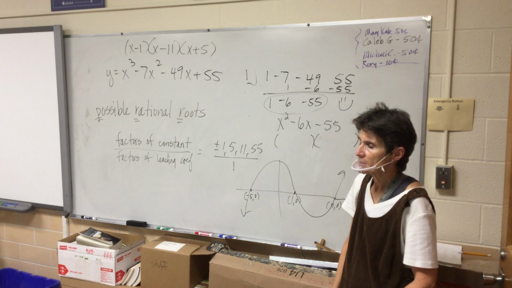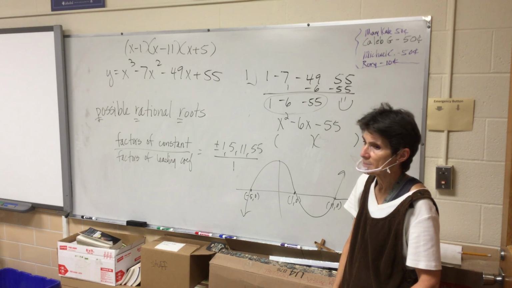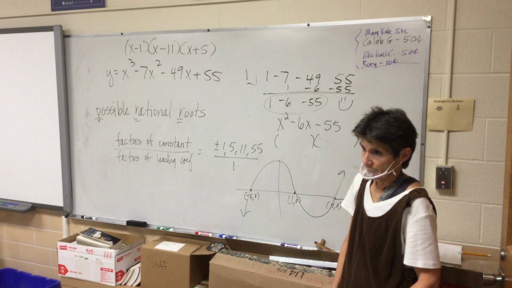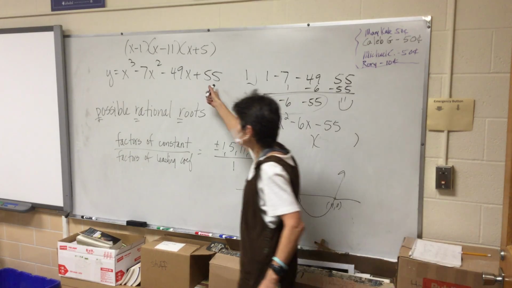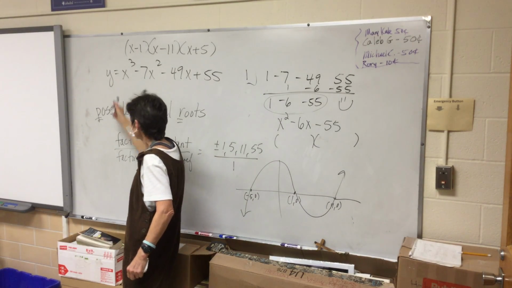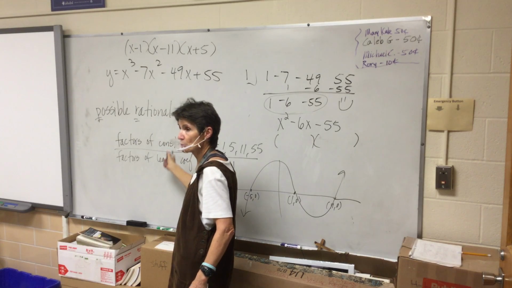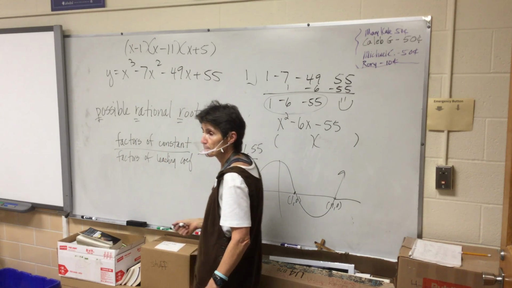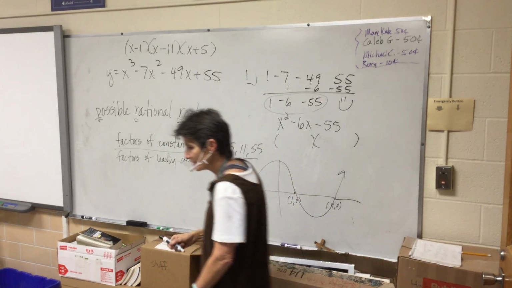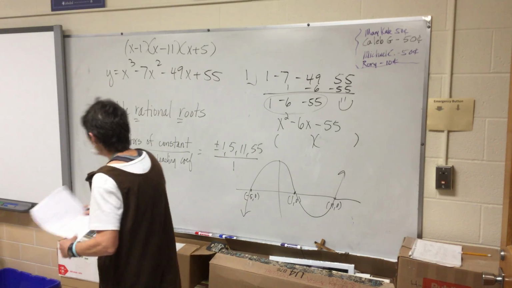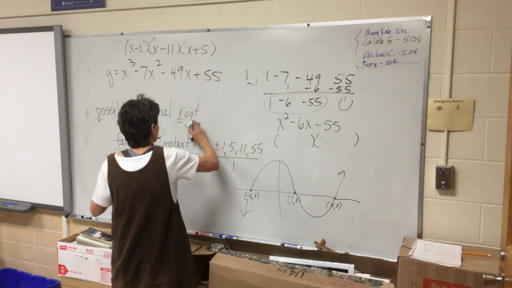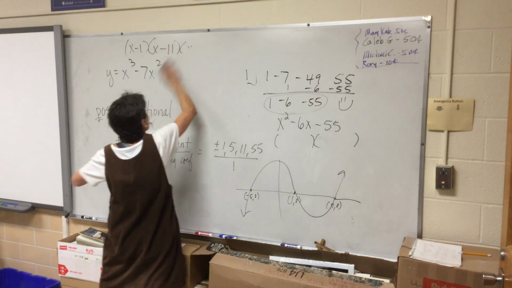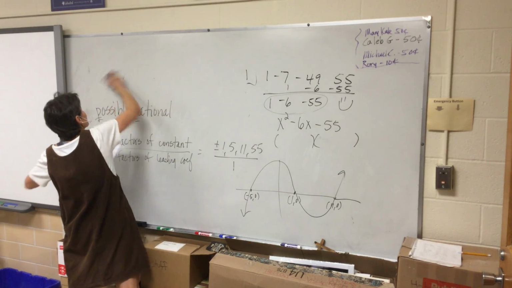You guys may have done this last year. Anybody remember something called P's over Q's? Okay, this is P, this is Q. Your possible rational roots, that's your P's over Q's. All right, let's try the next one. That's not hard at all. That's just easy and fun.